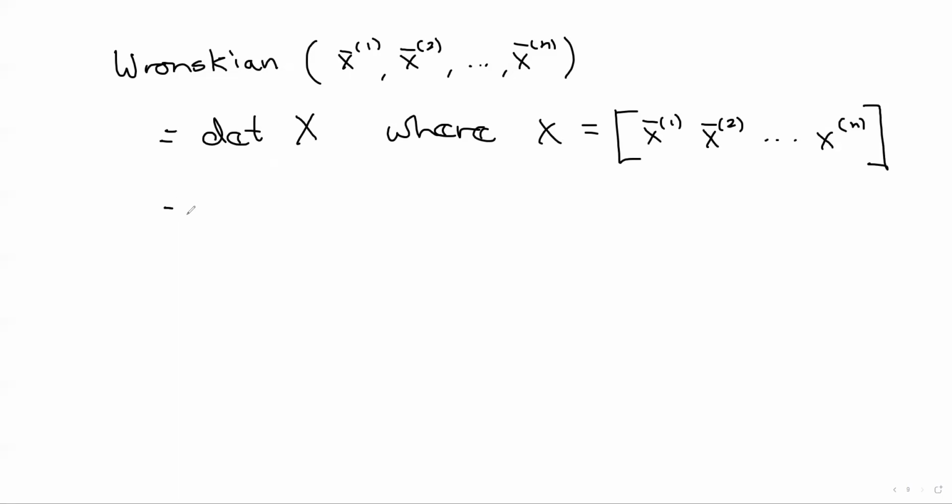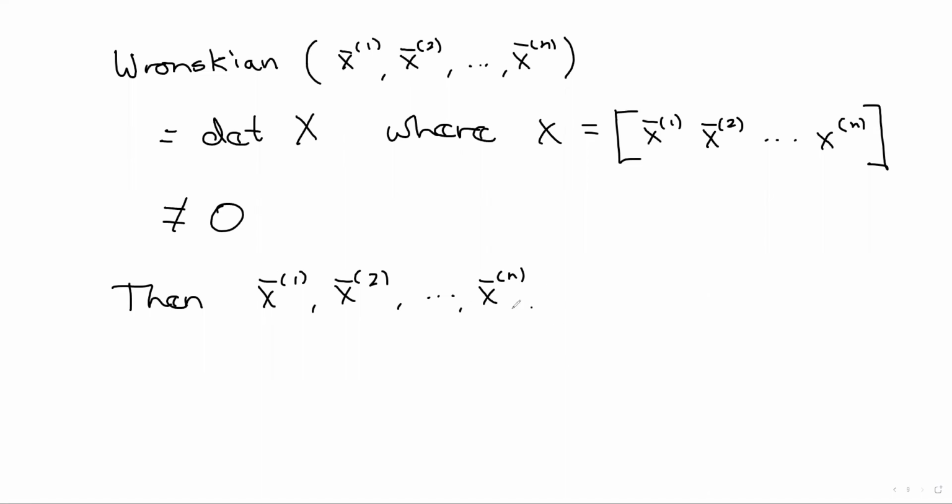Okay, and assuming that is not equal to zero, if the Wronskian of x1 through xn, which equals the determinant of x, where x is this, is not equal to zero, then that tells us that x1 through xn form a fundamental set of solutions, and the linear combination of those gives us all the solutions.